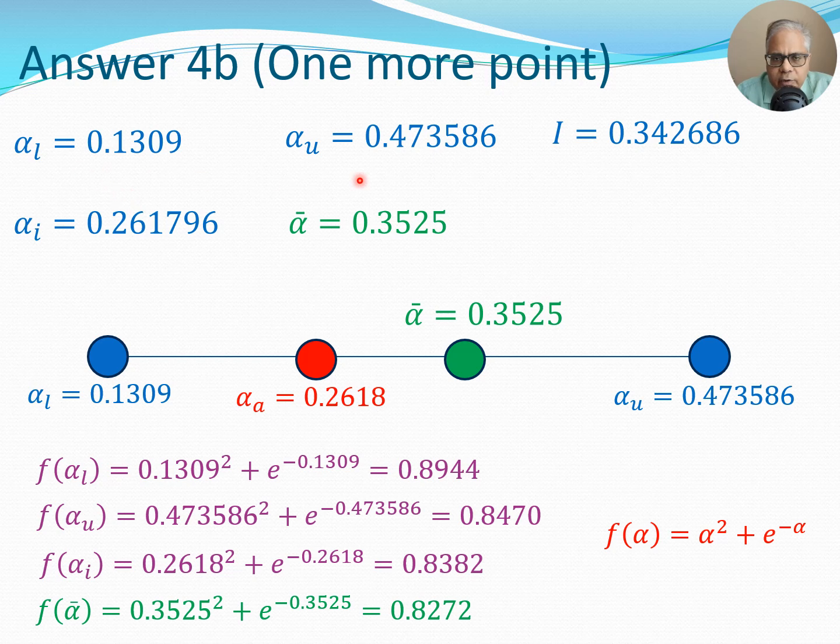So now what we do is we have these 3 points, of course, alpha L, alpha U, alpha I, and now we have a new point which is obtained as the solution obtained by minimizing the quadratic fit. So that is alpha bar, 0.3525. So if I put all these points on a number line, then I clearly get these 4 points here. And now what I can do is I can calculate the function value at these 4 points. So this new point is alpha bar, that is 0.3525. Now this diagram is not to scale, but it does tell you how things can happen.